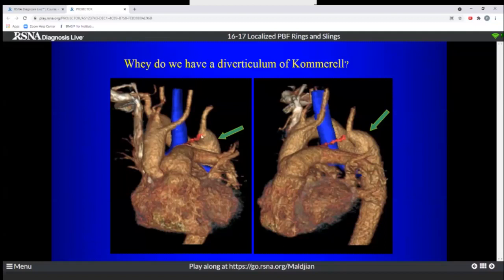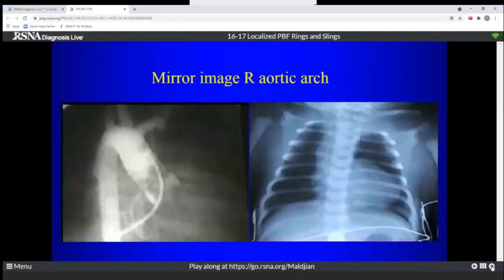But what happens is once this closes off and becomes the ligamentum arteriosum, you're still left with this area of dilatation, which we call the diverticulum of Kommerell. So the diverticulum of Kommerell gives you an indication of where the ductus arteriosus was and where the ligamentum arteriosum is now. So that's where we get this diverticulum of Kommerell.